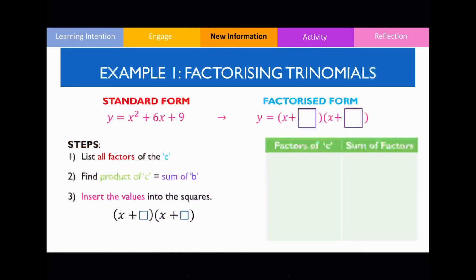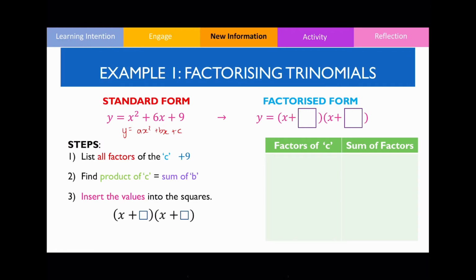So my equation is y is equal to x squared plus 6x plus 9, and I want it to factorize, okay? I've got the steps over here. What you want to do first is list down all the factors of c. In this example, your c value is equal to 9. Remember that the general equation is y is equal to ax squared plus bx plus c, so therefore c is equal to +9.